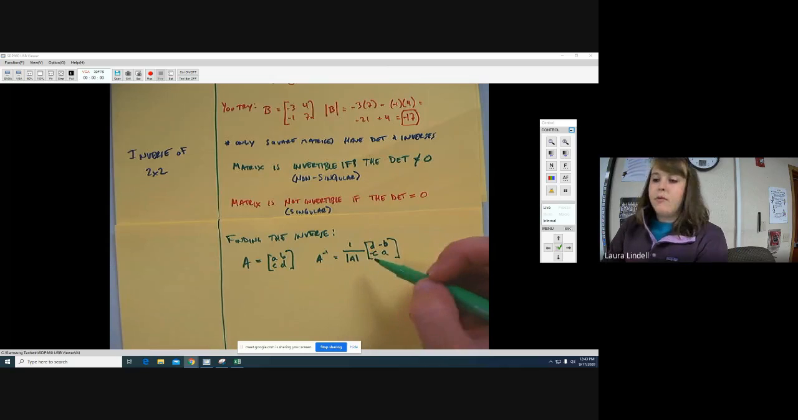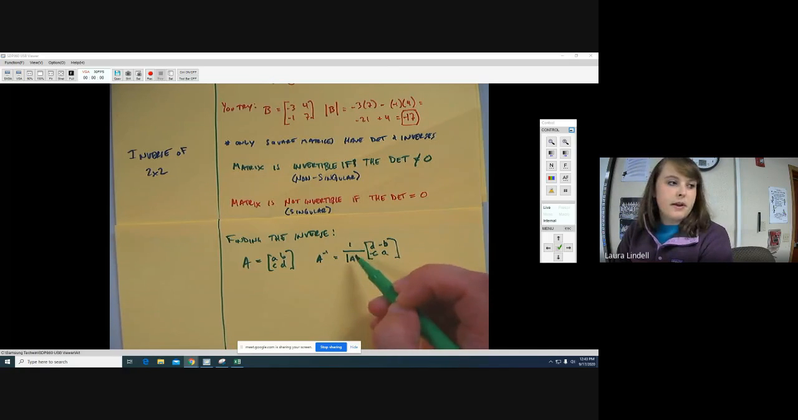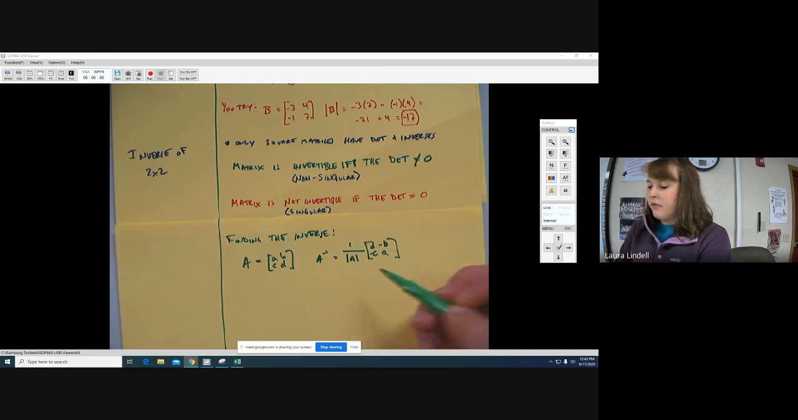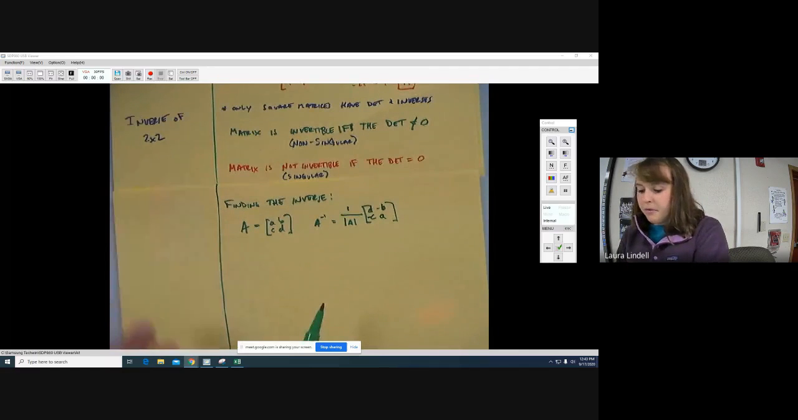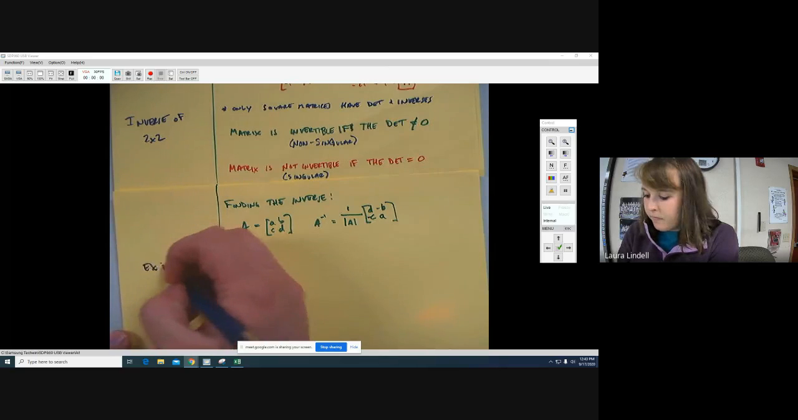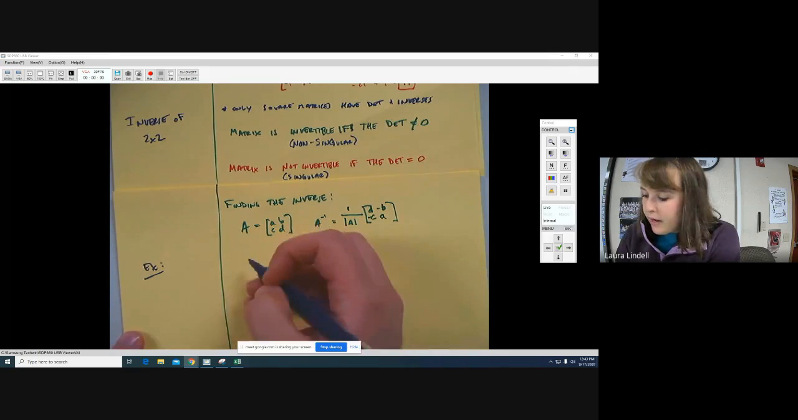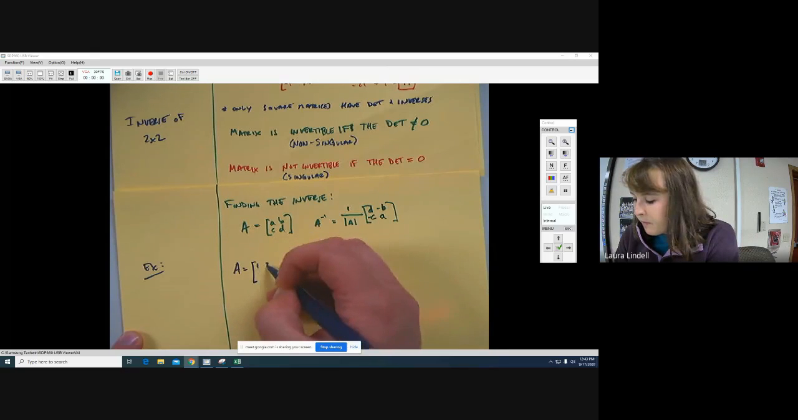And remember, we've done multiplying a matrix by a constant, so you would just take 1 over the determinant and multiply that by each of the terms in your matrix. Okay, so let's do an example of that. We're going to do that with our matrix 1, 2, 3, 4 from above.